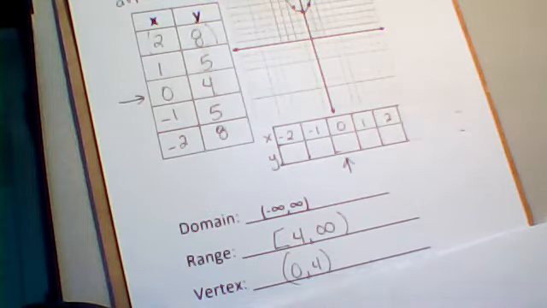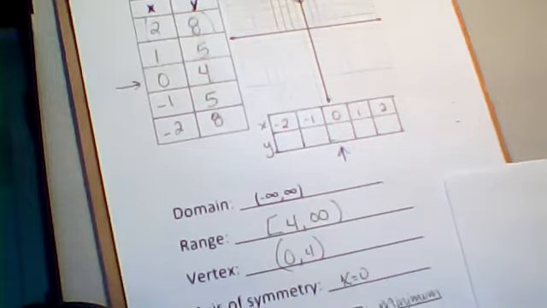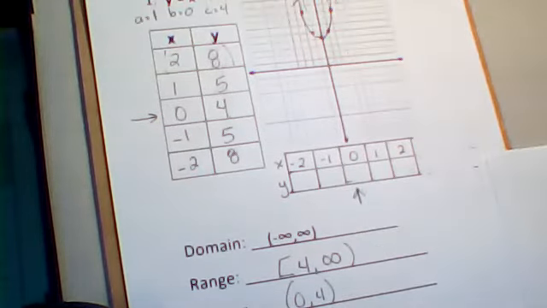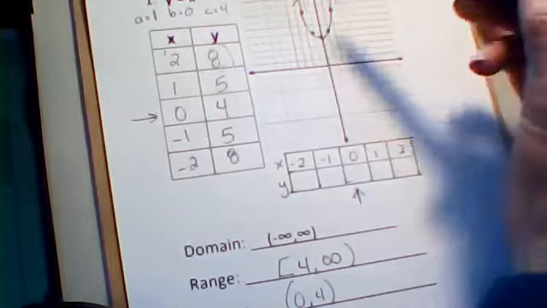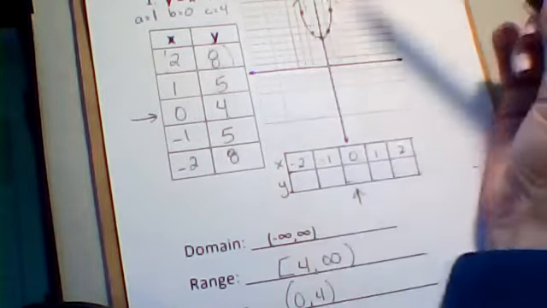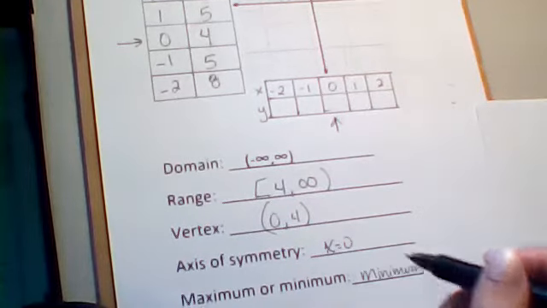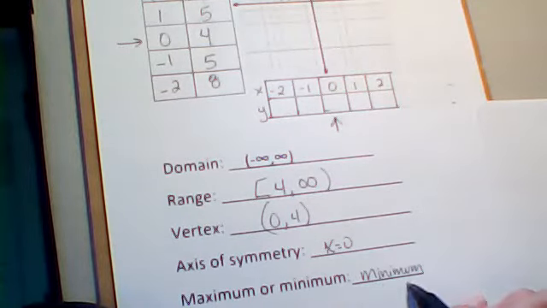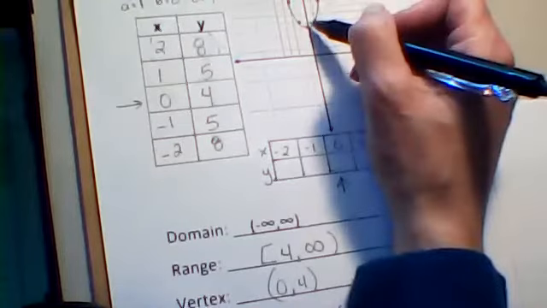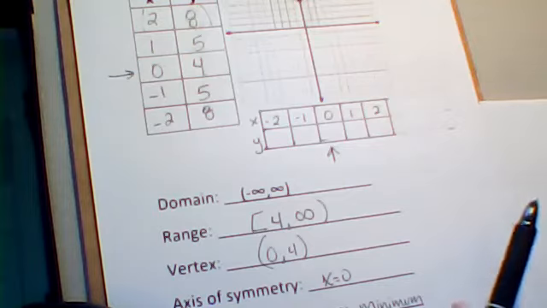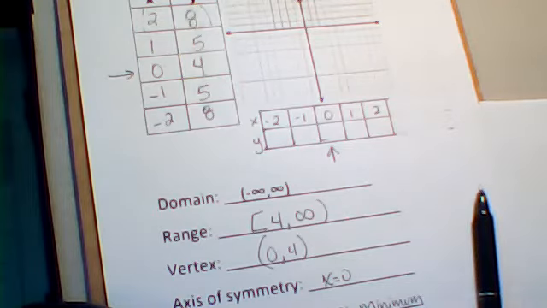We found our vertex was at (0, 4). Our axis of symmetry is just the equation for the y-axis, because it's symmetrical on the y-axis, so it's x equals 0. And this parabola has a minimum. It's got this spot where it stops and can't get any lower. So that's how you would do Unit 9, Assignment 0, problem number 1. Keep letting us know if you have any questions. Thank you.